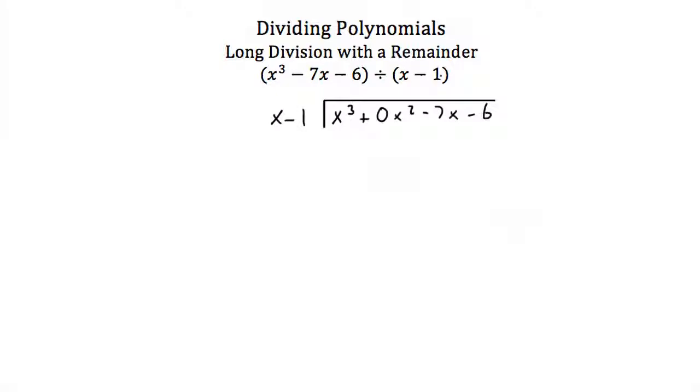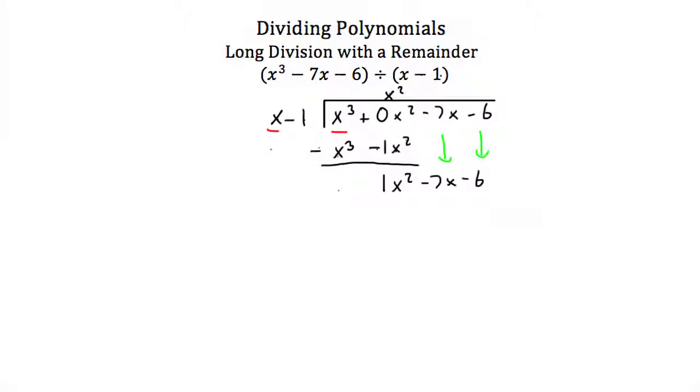Now we need to figure out how many times x goes into x cubed, or what we need to multiply x by to get x cubed, and that's just a 1x squared. X squared times x is x cubed. X squared times negative 1 is a negative 1x squared. Now we subtract. X cubed minus x cubed is 0. 0x squared minus a negative 1x squared is a positive 1x squared. Then we bring down our other two terms, minus 7x minus 6.